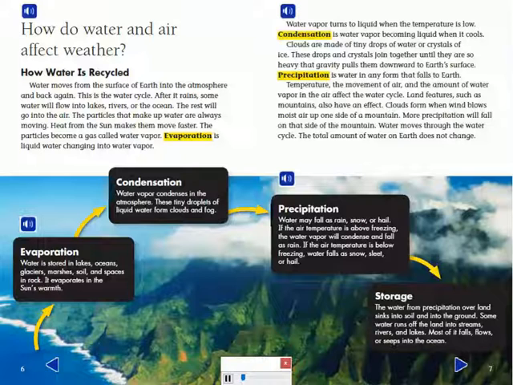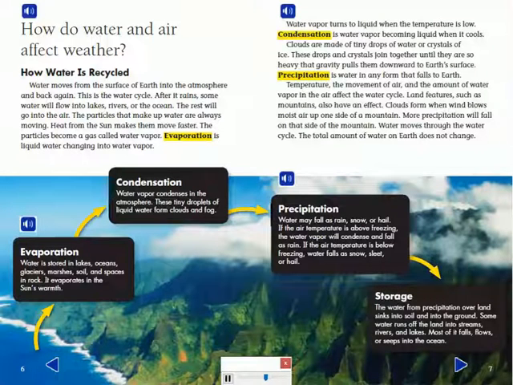Precipitation. Water may fall as rain, snow, or hail. If the air temperature is above freezing, the water vapor will condense and fall as rain. If the air temperature is below freezing, water falls as snow, sleet, or hail.